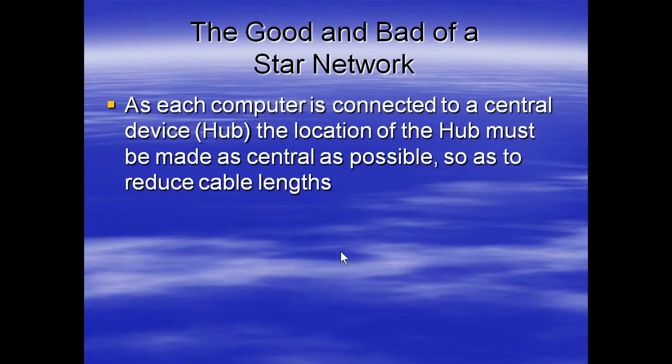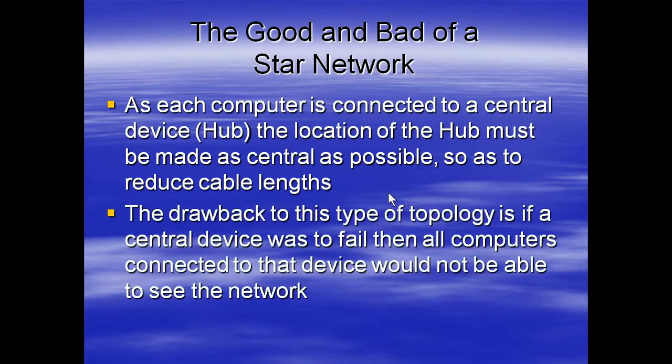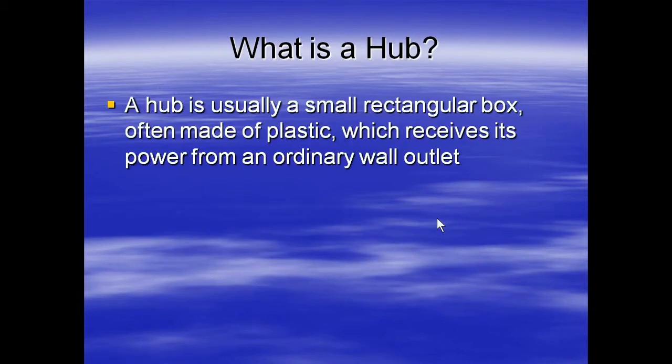And each computer is connected to a central device. This is a hub, and it can be centered somewhere so that all systems can be connected. The drawback is if the central device fails, all computers connected to that device would not be able to see the network. So what is a hub?